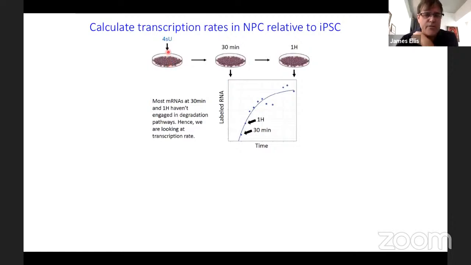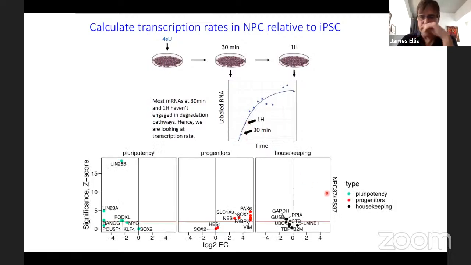So again, what you're doing is incorporating 4SU. After 30 minutes, you're looking at the labeled RNA. After an hour, you're looking at the labeled RNA. And most mRNAs have a longer half-life than just an hour. So what you're measuring here is the transcription rate.